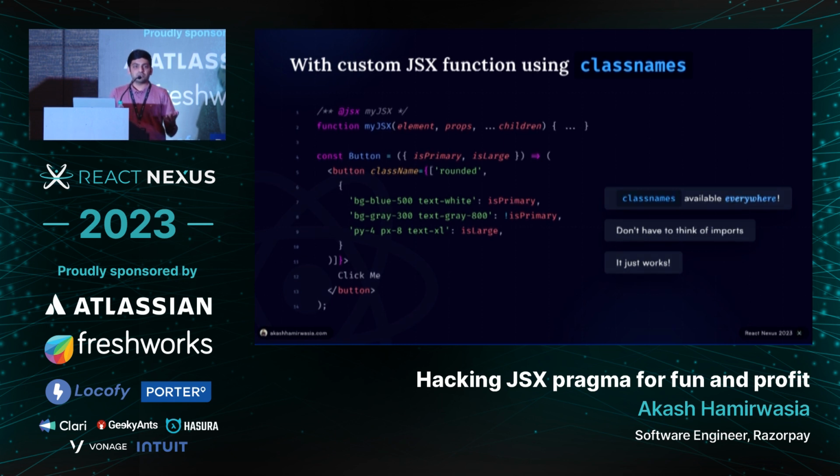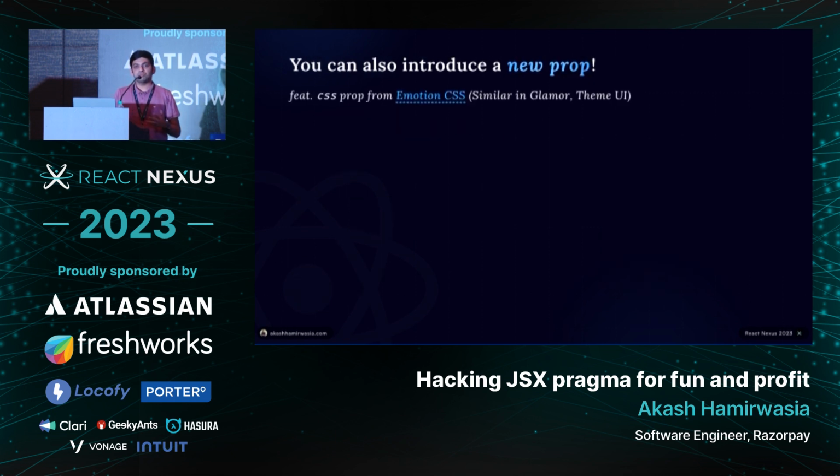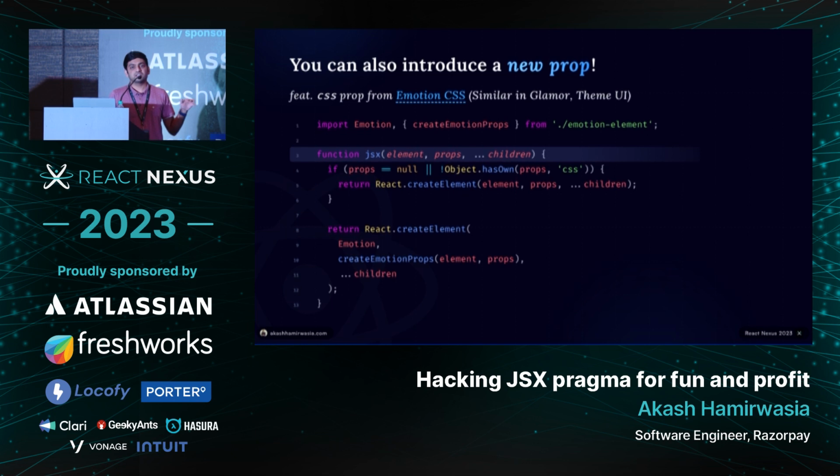You can also use custom JSX functions to introduce a new prop in JSX. And this is what Emotion CSS does with its css prop. So this is some code from the Emotion CSS repository. They have this JSX function, which is similar to what we have seen in the previous slides.